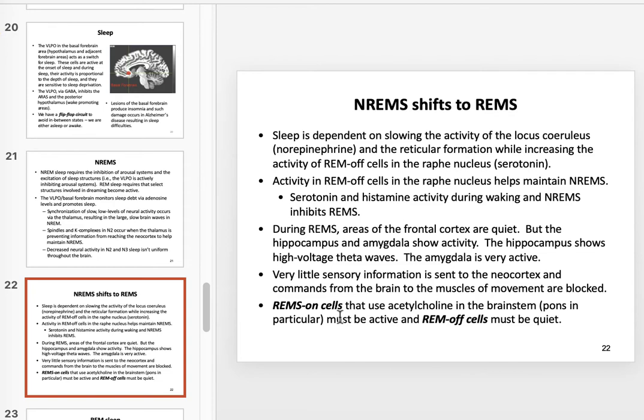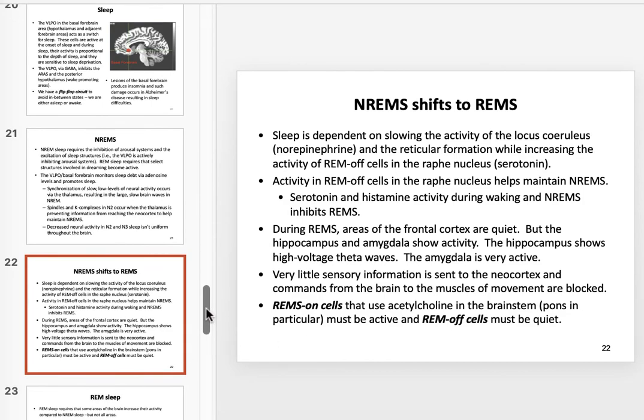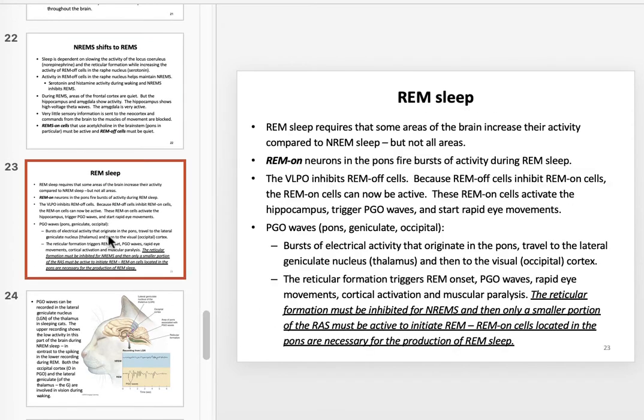They're going to be activated for REM sleep to happen, and then those REM off cells have to go quiescent or quiet. So once again, REM sleep requires that some of the brain increase their activity, but not all areas. So we're going to have those REM on neurons in the pons start having bursts of activity. Okay. What are those bursts of activity?